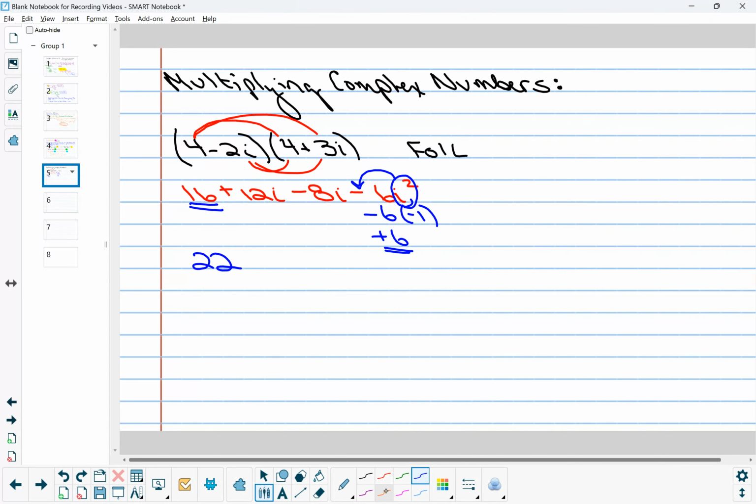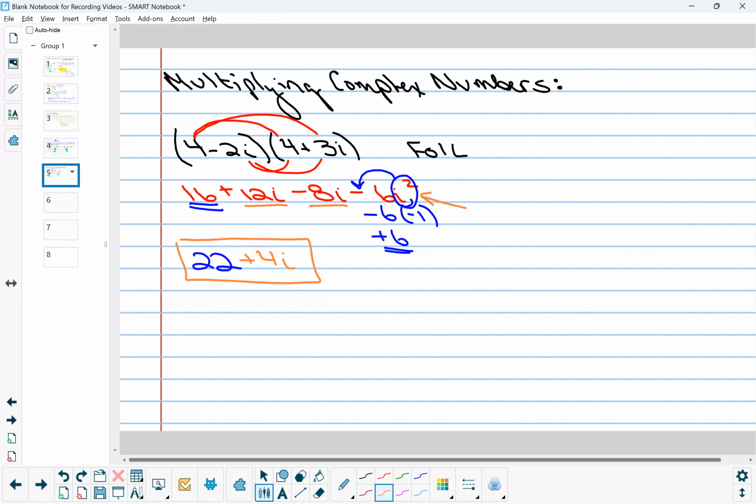And these two should be like terms. 12i minus 8i. They can be added together, and we get a plus 4i. And that would be the answer to that FOILing problem. Okay, so that's pretty easy. If you can FOIL and remember not to lose track of the i squared, you're good to go.